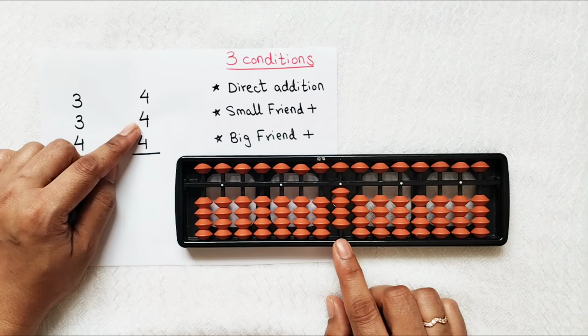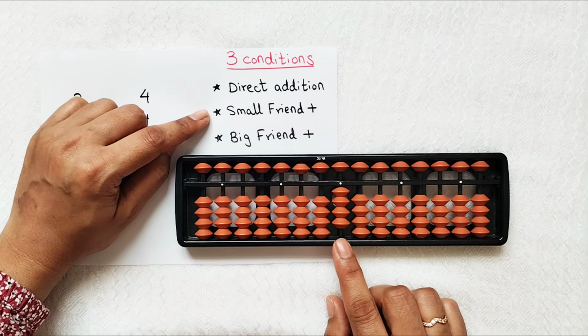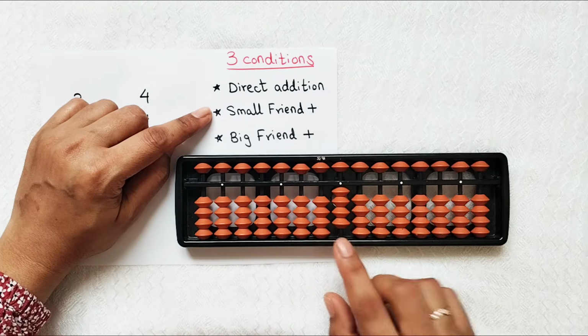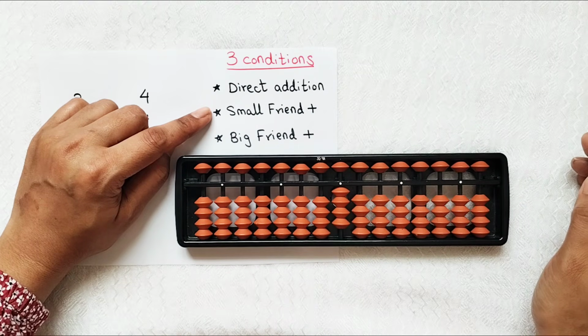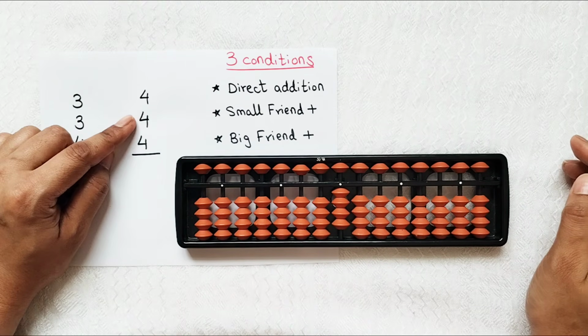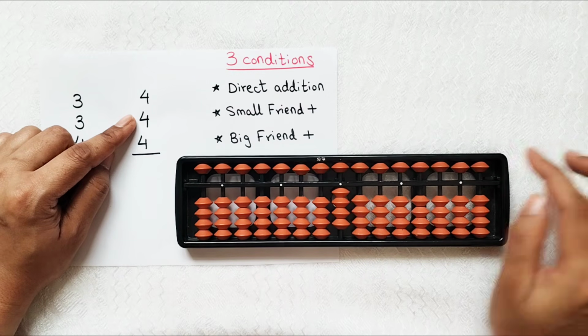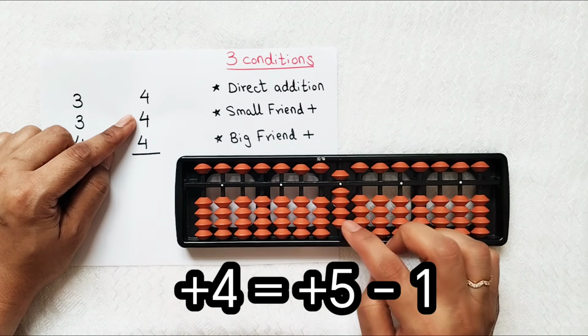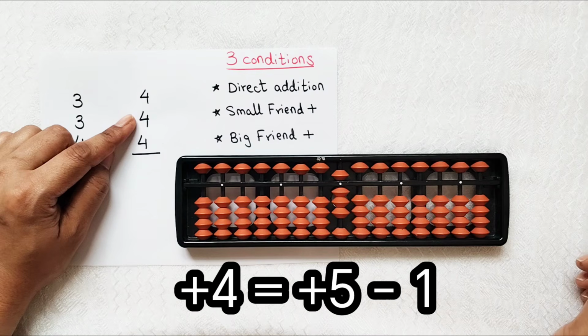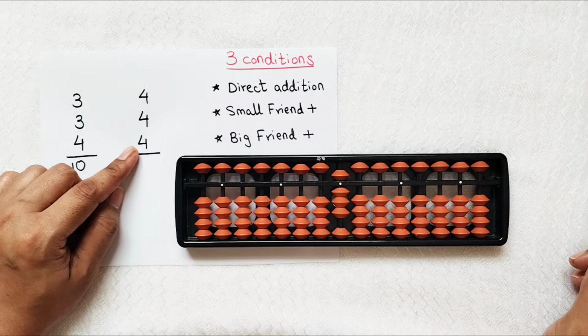So addition of 4. The next one is small friend. Can I do small friend here? Yes, I can use the 5 here. So who's the friend of 4? 1. Very good. So add 5 less 1. Correct. Now next 4. Again let us check.